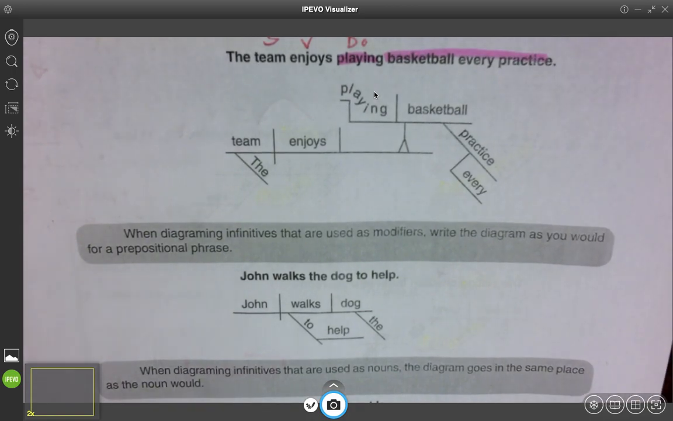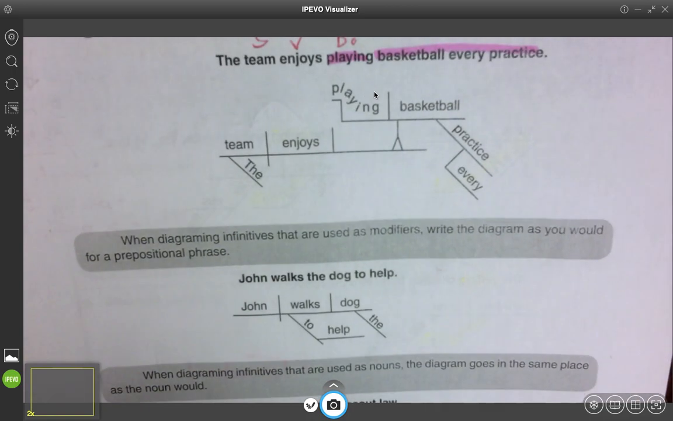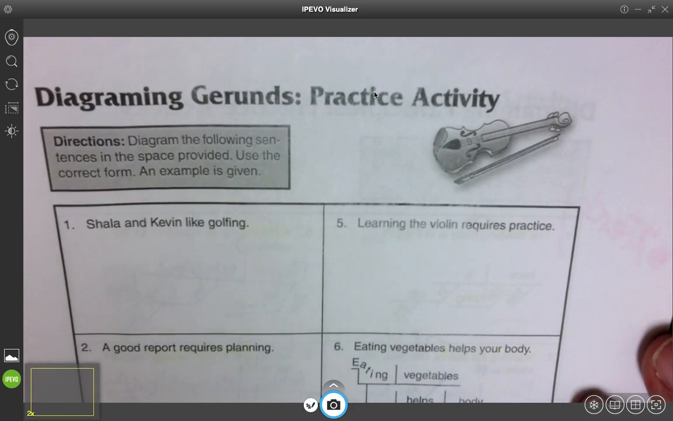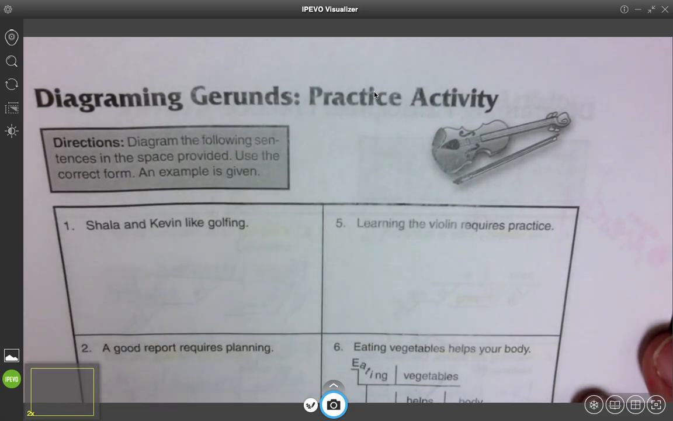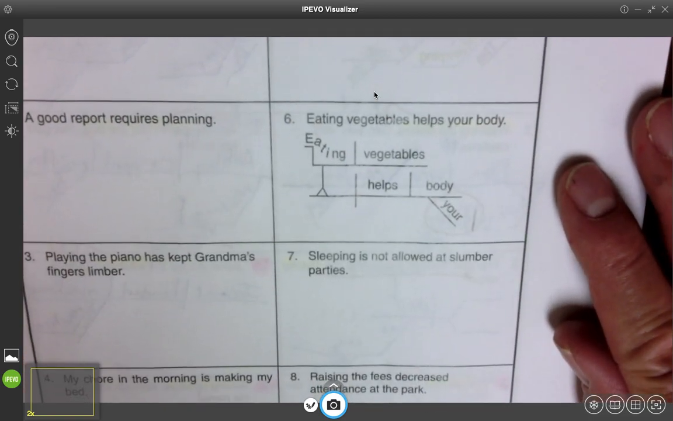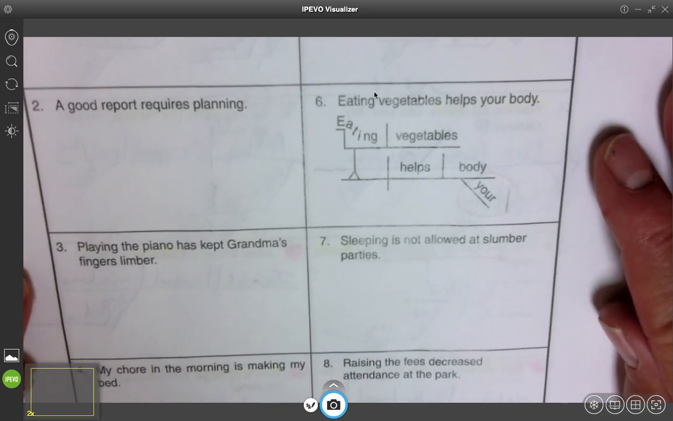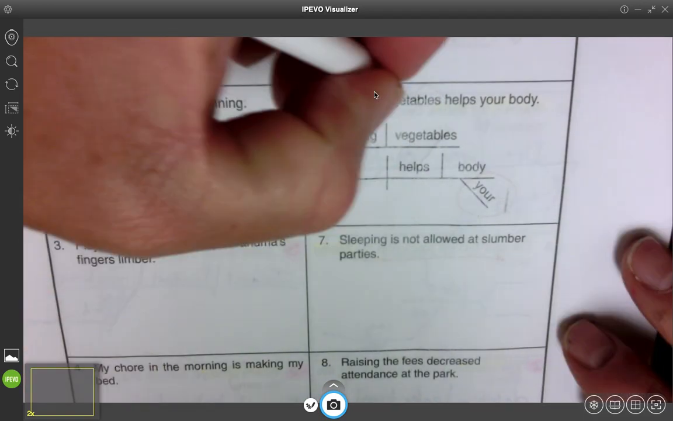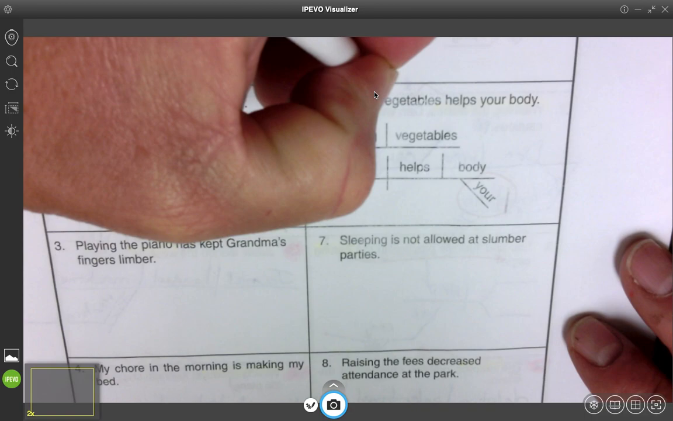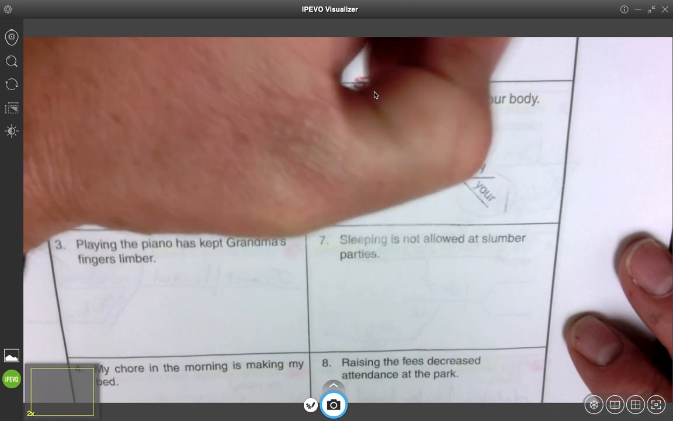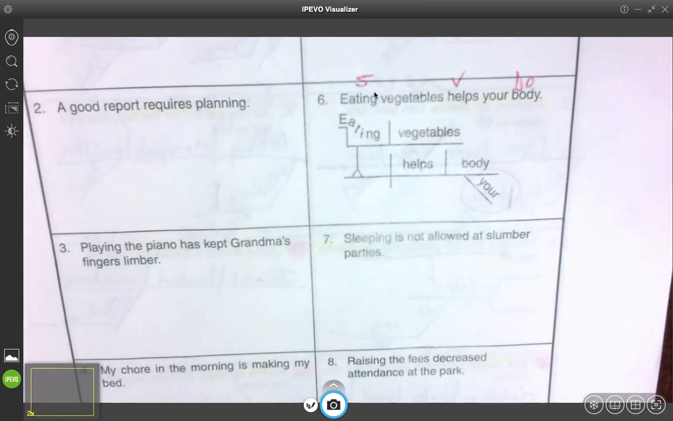We have some additional sentences we would like to look at today, Tuesday, on the next page, which is entitled Diagramming Gerunds Practice Activity. You'll notice the violin in the upper right-hand corner. Let's start by looking at number 6, which has already been completed for us. I'm suggesting to take a look at the gerund, subject, the verb, and the direct object.